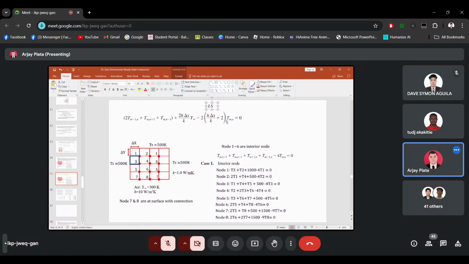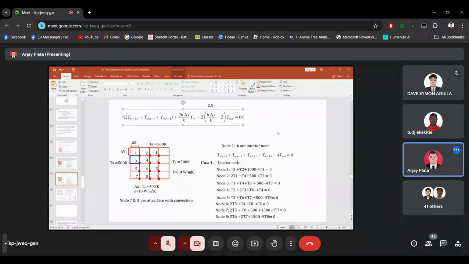97 and 98. So this is for the nodes that are near the convection because there is air moving here. So this will be our working equation. Okay, Paul. Thank you. Do you have any more questions? Thank you, Paul.